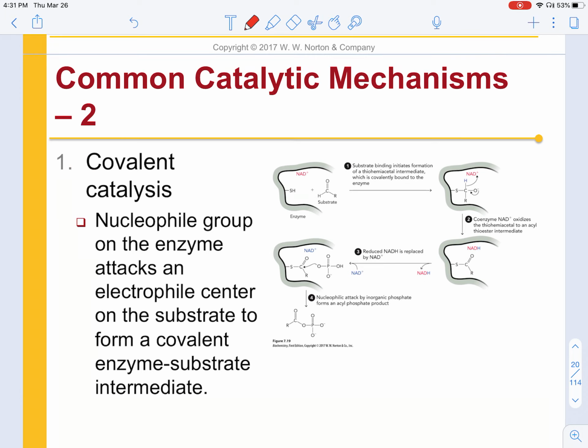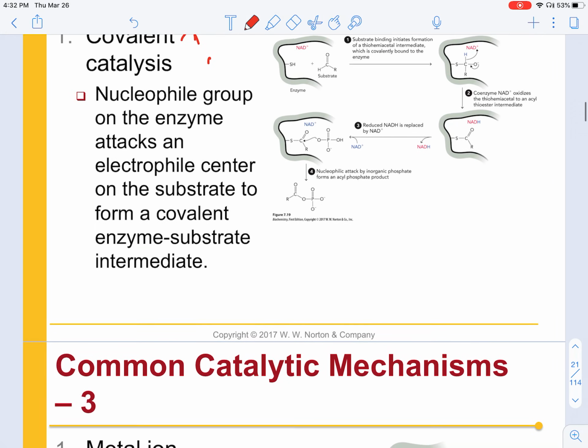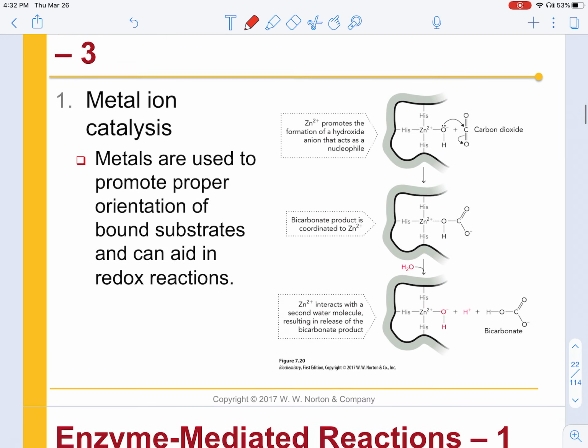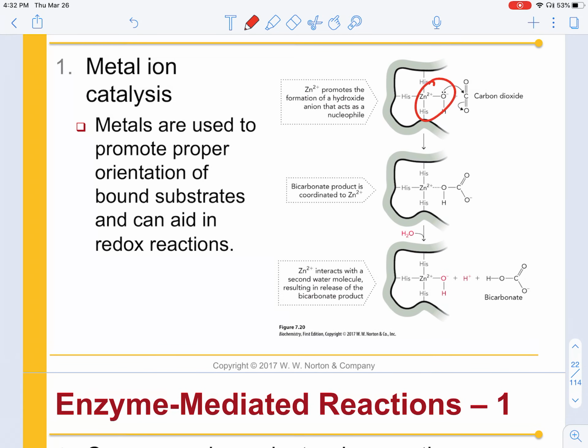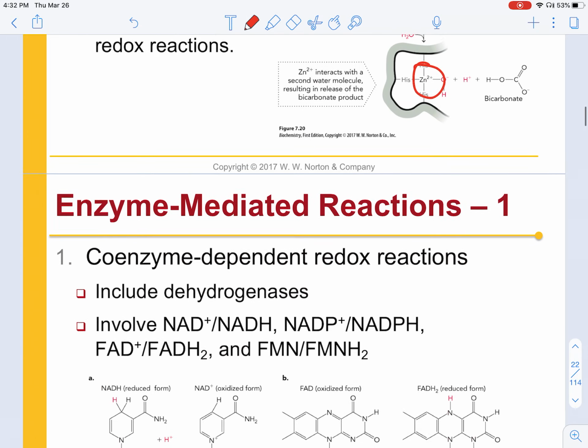Another mechanism is covalent catalysis, and like the name implies, it involves forming a temporary covalent bond in the mechanism. Remember, covalent bonds tend to be very stable, right? And they usually are indicative of irreversible reactions. So this is one in which it forms a temporary reaction. And the last one is metal ion catalysis, in which you use a metal cofactor in order to drive the reaction.